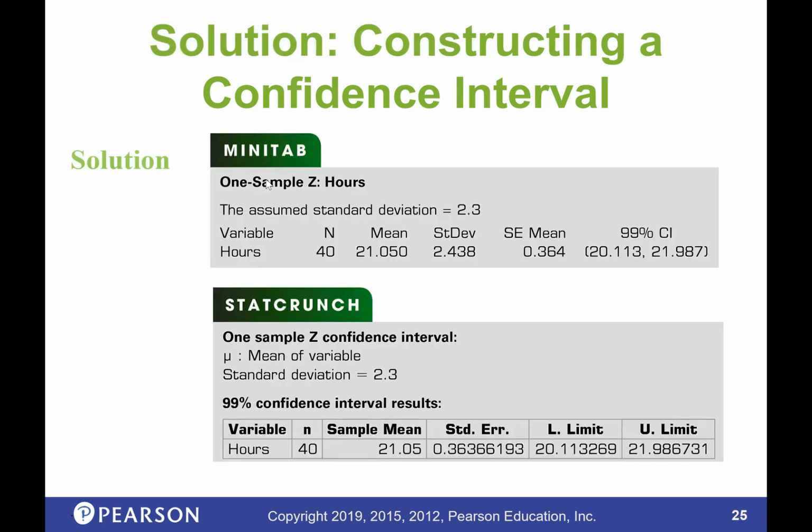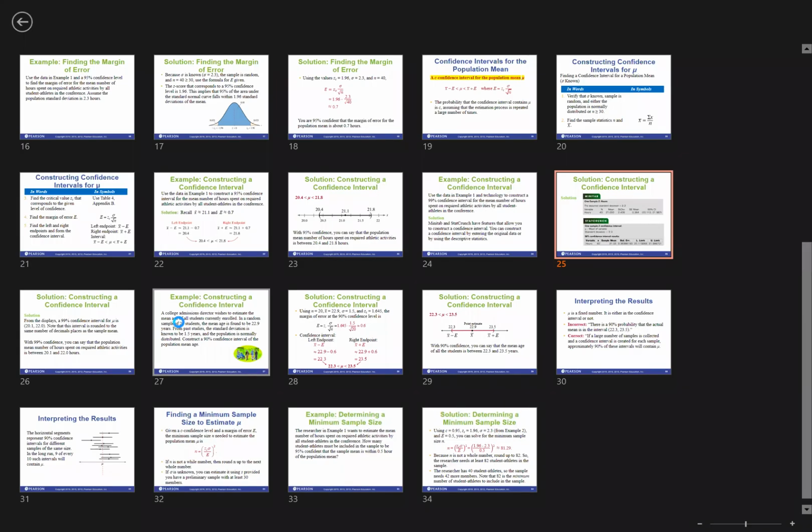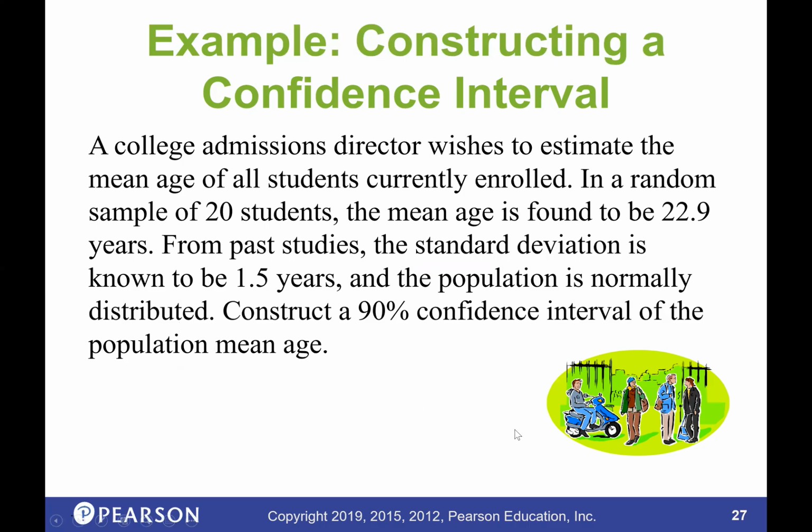Let's go with one. This is the output right here, a number of hours. If we were to do it in Minitab, this is what we do. N is equal to 40. Here's your mean, standard deviation, and then it spits out the confidence interval. StatCrunch does the same. Okay, one example. So a college admissions director wishes to estimate the average age of all students that are currently enrolled in the college.